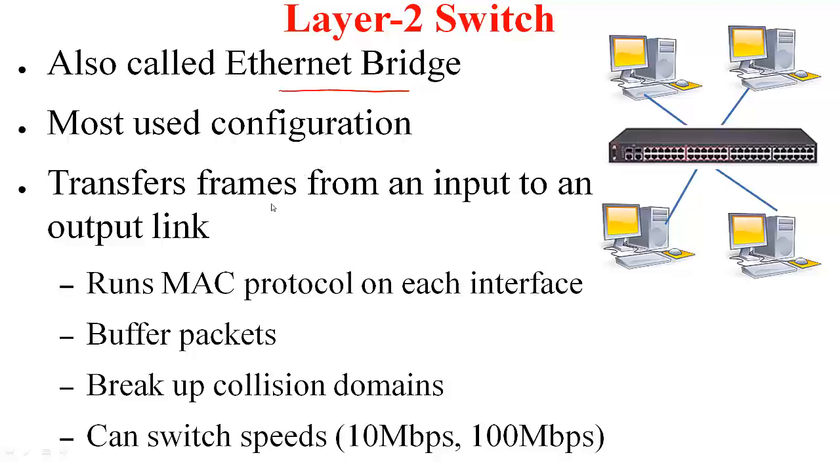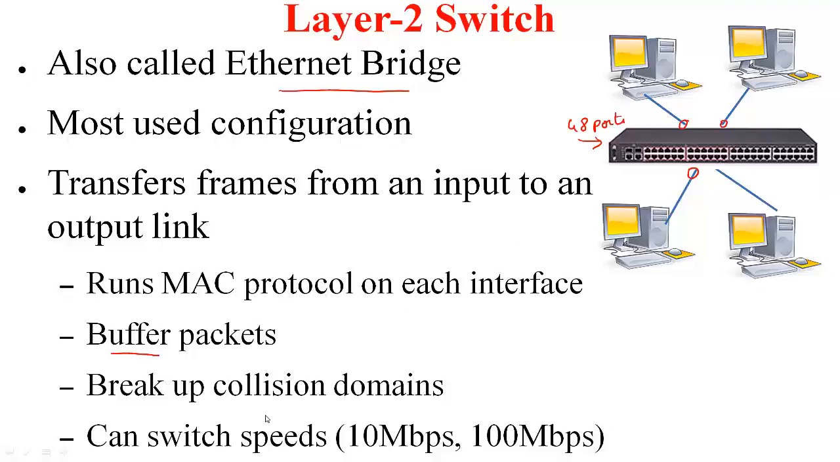What does a switch do? Basically, it transfers frames from an input to an output link. Well, this is what a hub did, but a switch can buffer packets. Not only that, a switch runs a MAC protocol on each interface. For example, if you look at this equipment, this has 48 ports. By ports, I mean it can support 48 hosts, and on each of that interface connecting to a host, it will run a MAC protocol, which is the CSMA-CD.